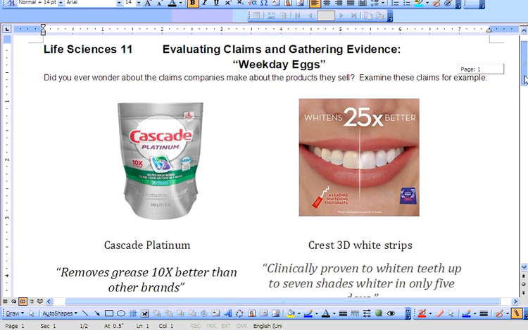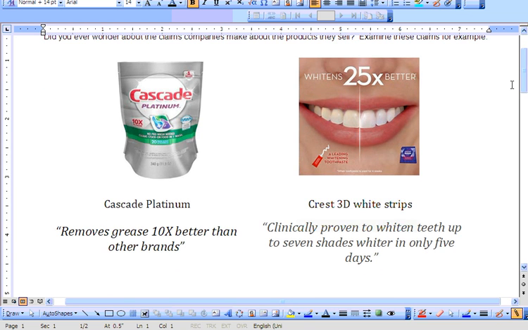So if you look at these claims like Cascade Platinum removes grease 10 times better than other brands, they've given us a number with no range, no standard deviation, no standard error, nothing like that, probably just an average. We have no idea if there's a statistically significant difference between the cleaning power of Cascade Platinum and something else. Because if you go to research this, there is no evidence. They have not provided any of those numbers. So, 10 times better than other brands.